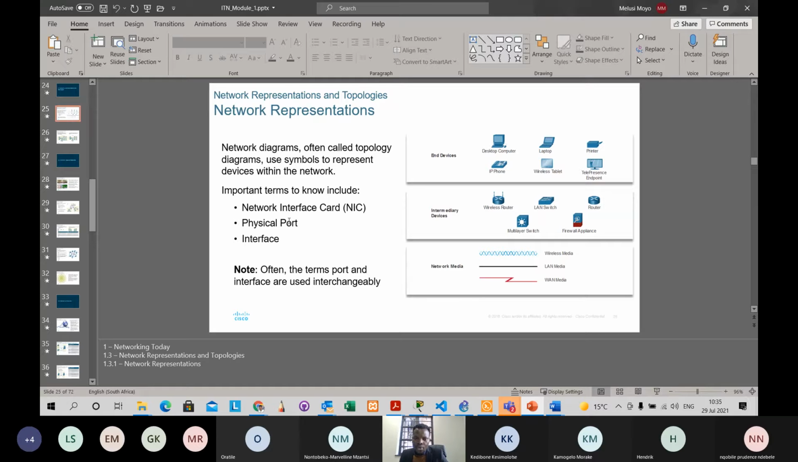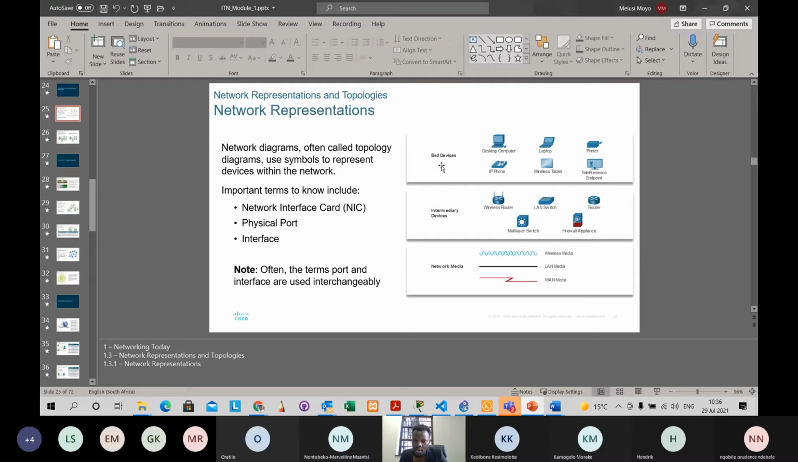And then the physical port, I'm going to show you when you come back to class when we're doing the face-to-face classes. We're going to look at a router, the physical router, and then the physical switch, so that you know what a network interface card is, what a physical port is, and what an interface is. Okay, I told you about the terms that you're going to hear referred to these devices.